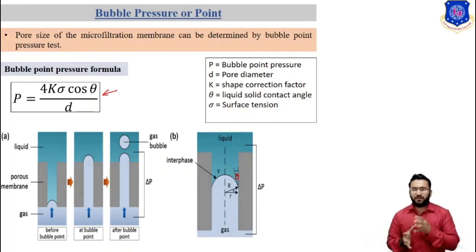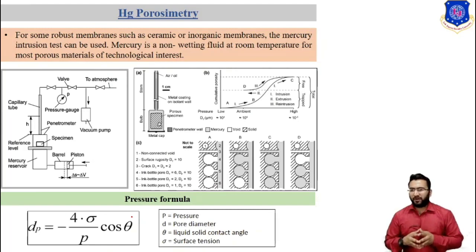It is typically used for materials with pores greater than 0.15 micrometer, due to the transmembrane pressure required to displace liquid from smaller pores. So this is all about the bubble point pressure. Now let's discuss the next method, which is mercury porometry.